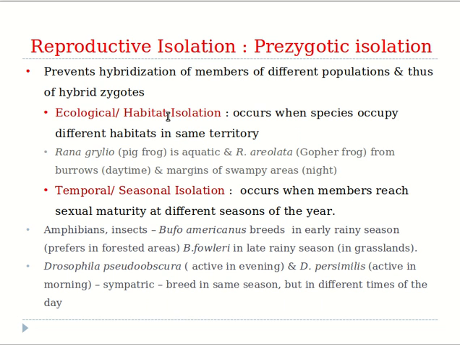ecological, here you can see, or otherwise known as habitat isolation or environmental isolation. This occurs when species occupy different habitats in the same general territory. For example, just imagine two species of beetles. These two species of beetles live on the same wooden log. I hope you know what a wooden log is. In forested areas, when a tree gets older, it falls down, and these fallen tree trunks are what are referred to as logs.